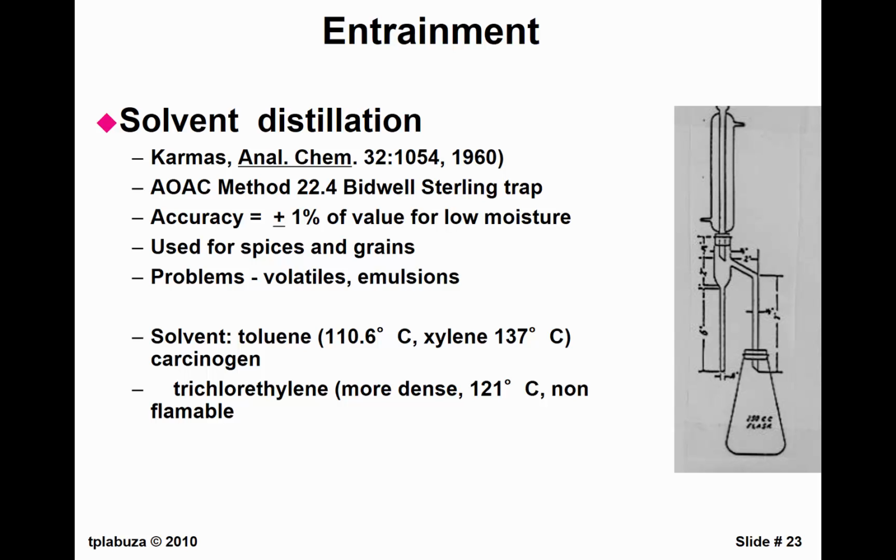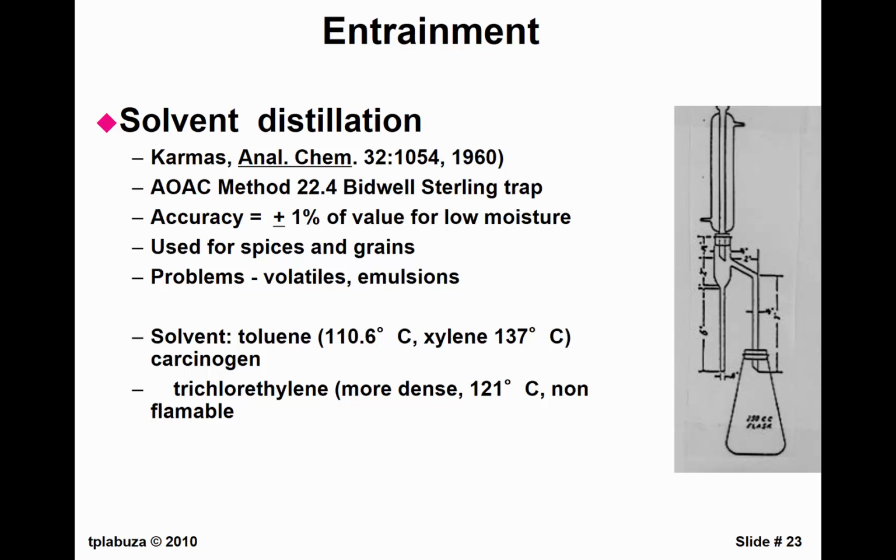It's an AOAC method. Basically, you put your sample here, and you add a solvent to it. You grind the sample, add a solvent to it, and mix it well in there. We used to use toluene. Now they use xylene. Unfortunately, both of them are carcinogens, and so most universities say you can't use either of these.